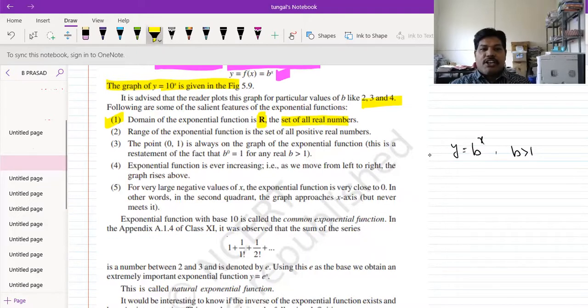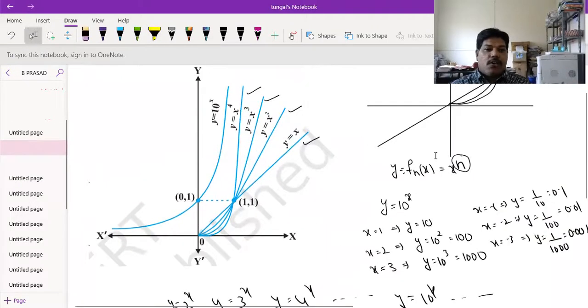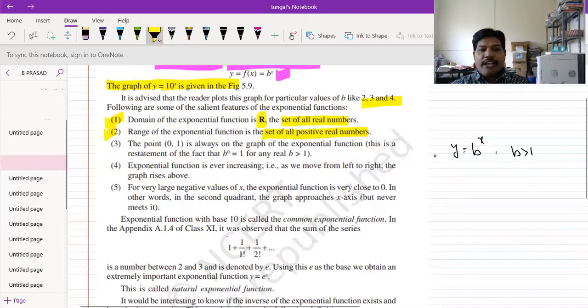So see the next condition, students. The range of the exponential function is the set of all positive real numbers. You have already observed that in the graph. If you give any x value, even negative, the curve is above the x-axis only. That is nothing but the y value is positive only. So the range of the exponential function is the set of all positive real numbers.